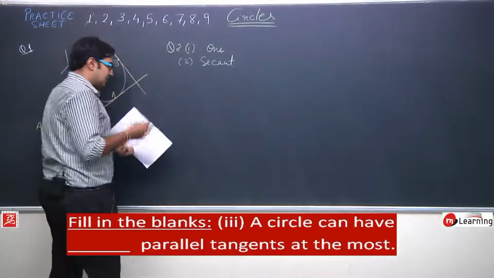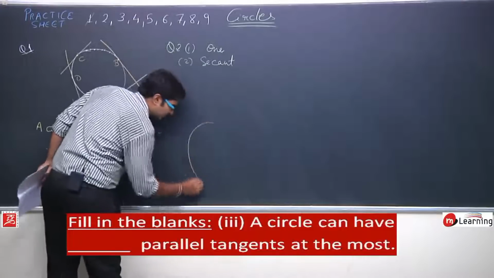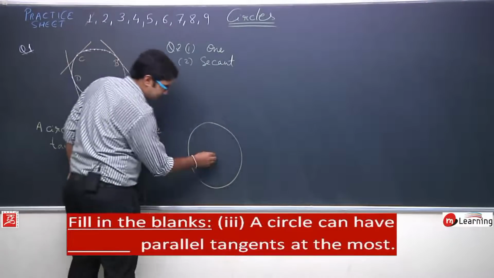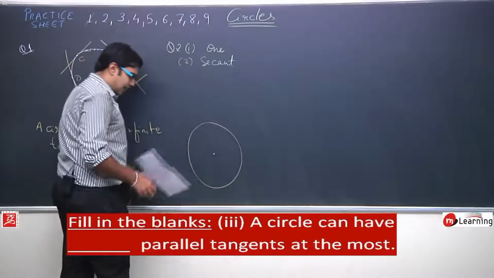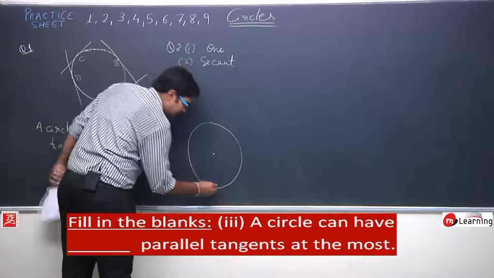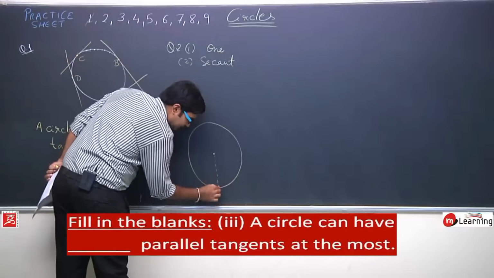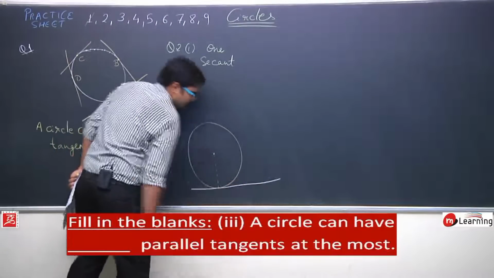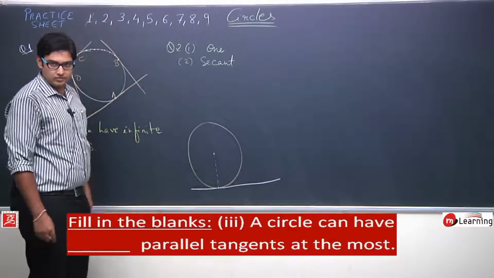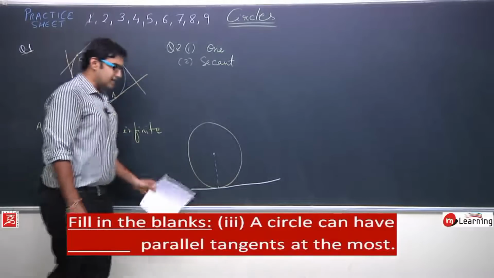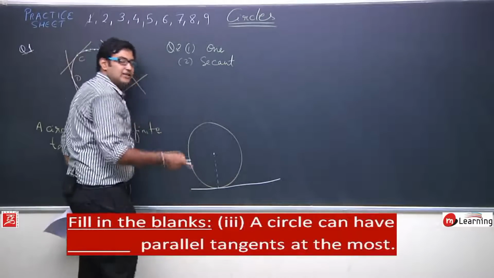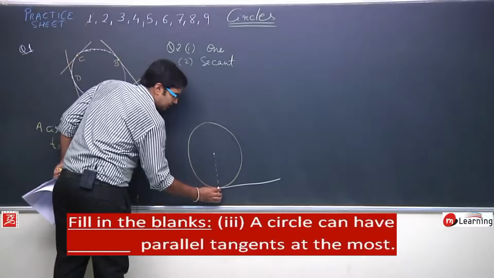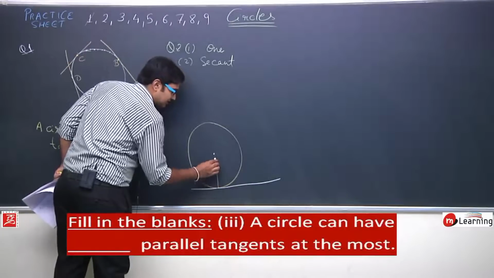So let us discuss this part. If I have a circle like this, this is a circle, this is the center, and let us say I draw a tangent at this point. Okay, so a tangent parallel to this tangent can be drawn only at the other end of this line.